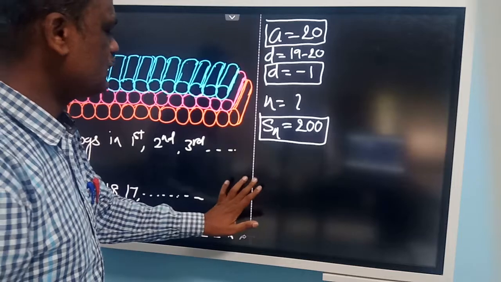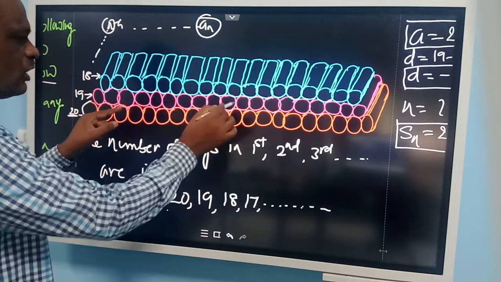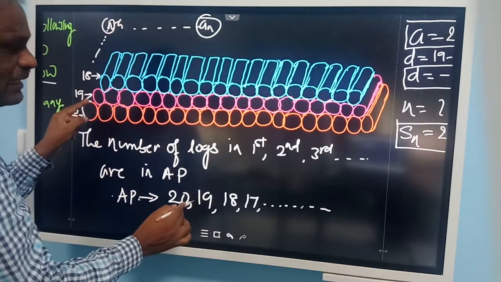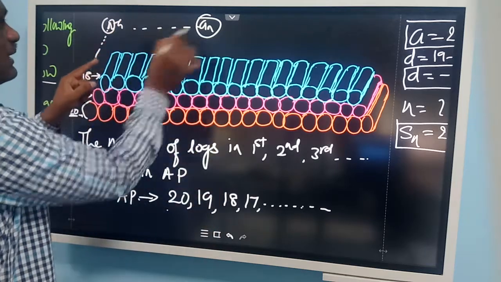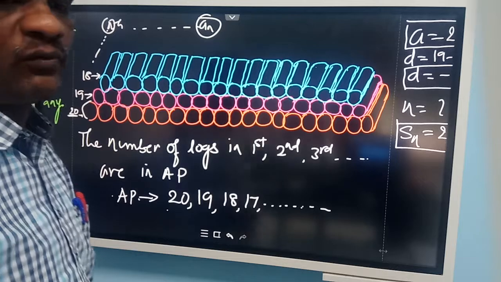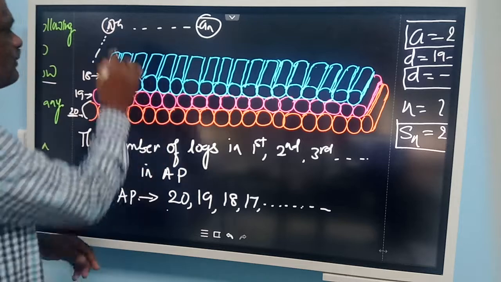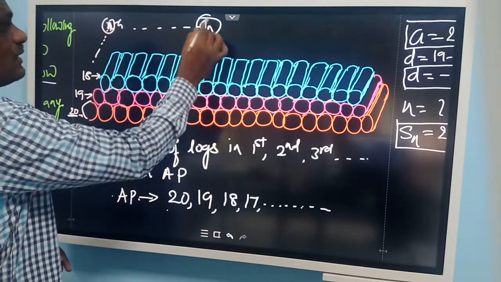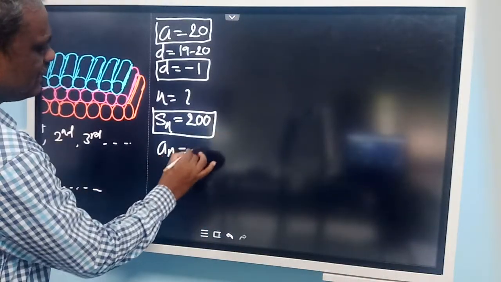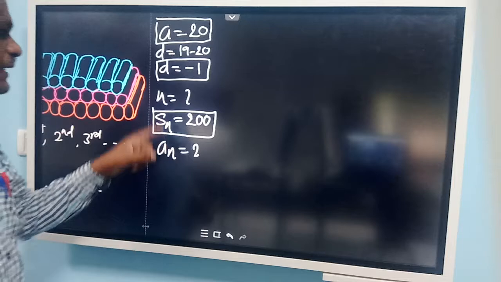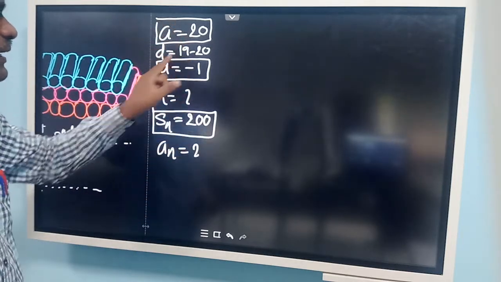See, in the first row how many wooden logs are there? 20, that is the first term. In the second row, 19, that is the second term. Third row we have 18 wooden logs, that is the third term. In the same way we have to find the nth term, which gives the number of wooden logs in the last row. So we have to find the n value and the nth term an also. To find an we need the n value, which can be calculated using a, d and Sn.